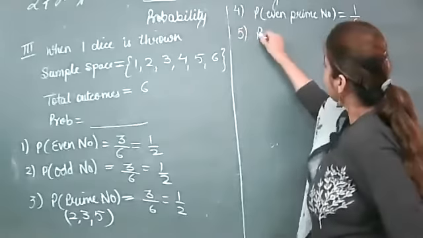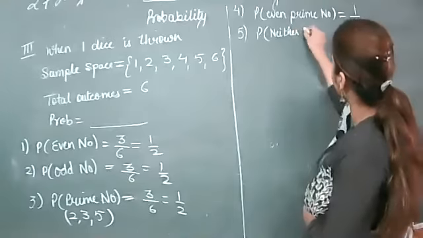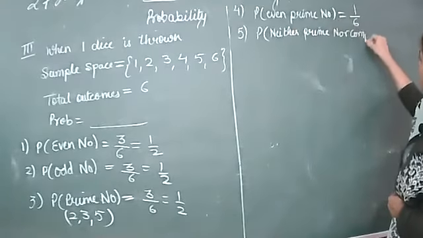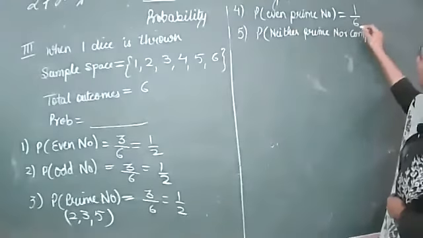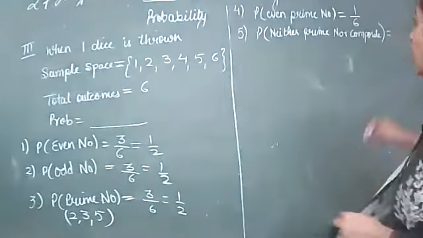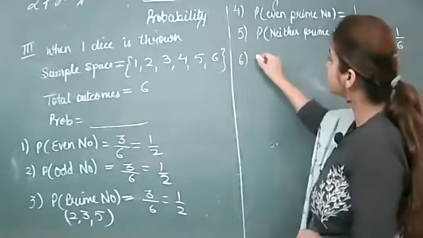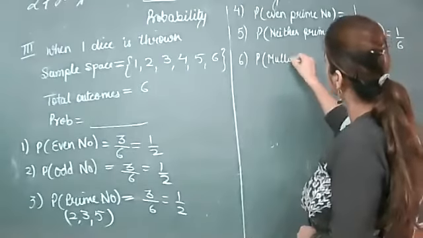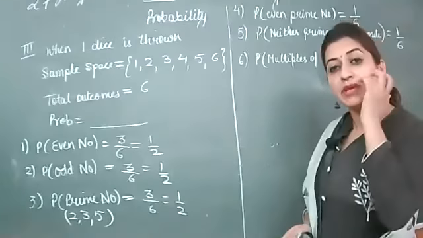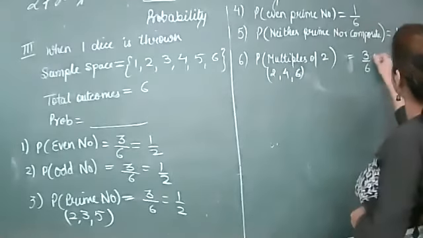Next is probability of neither prime nor composite. So 1 is neither prime nor composite and 1 is occurring one time, so answer will be 1/6. Next is probability of multiples of 2. 2 के multiples that are coming in the table of 2: 2, 4, 6. कितने हैं, 3/6, that is 1/2.